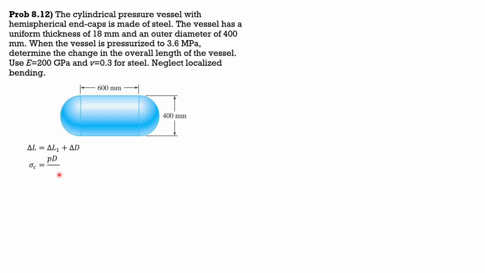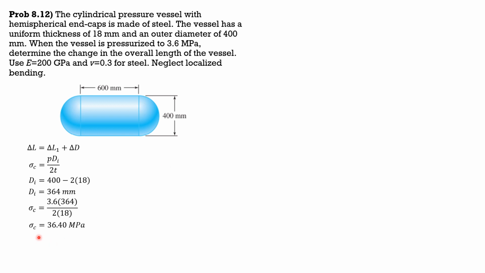So sigma sub c is PDi over 2t. We can make use of this because the internal radius divided by thickness is definitely greater than or equal to 10 in this case. The internal diameter is 400 mm minus 2 times the thickness of 18, so the internal diameter is 364 mm. The internal radius is therefore 182 divided by 18, so that's more than 10, and that's why we can use this formula here. Substitute: sigma sub c equals pressure 3.6 megapascals times 364 mm over 2 times 18. So the circumferential stress is 36.4 megapascals.